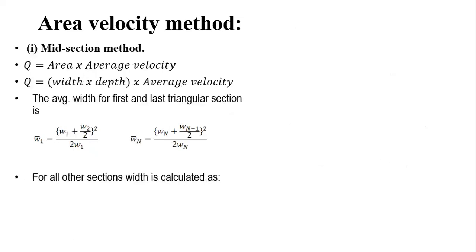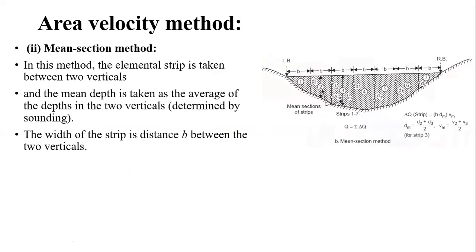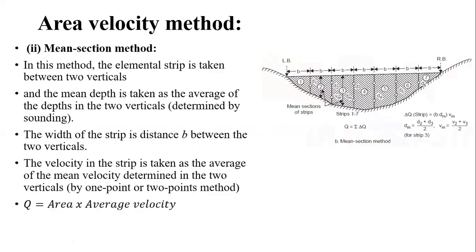The velocity was measured by two methods. First one is a 1-point method and another one is a 2-point method. The 1-point method is used for shallow depth rivers or streams, whereas for streams or rivers having larger depths, we used to measure the velocity at 2 points, that is at 0.2 times the depth of the water and 0.8 times the depth of the water, and then we used to take the average velocity, and from that we used to calculate the discharge by multiplying that velocity by the area of that particular stream.